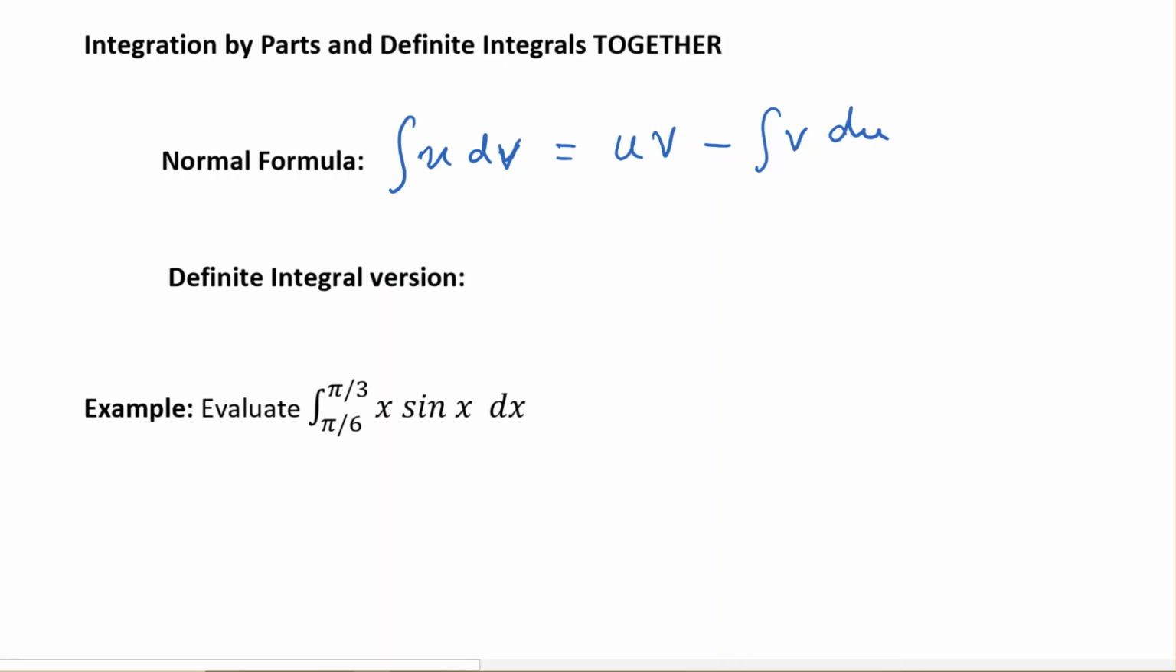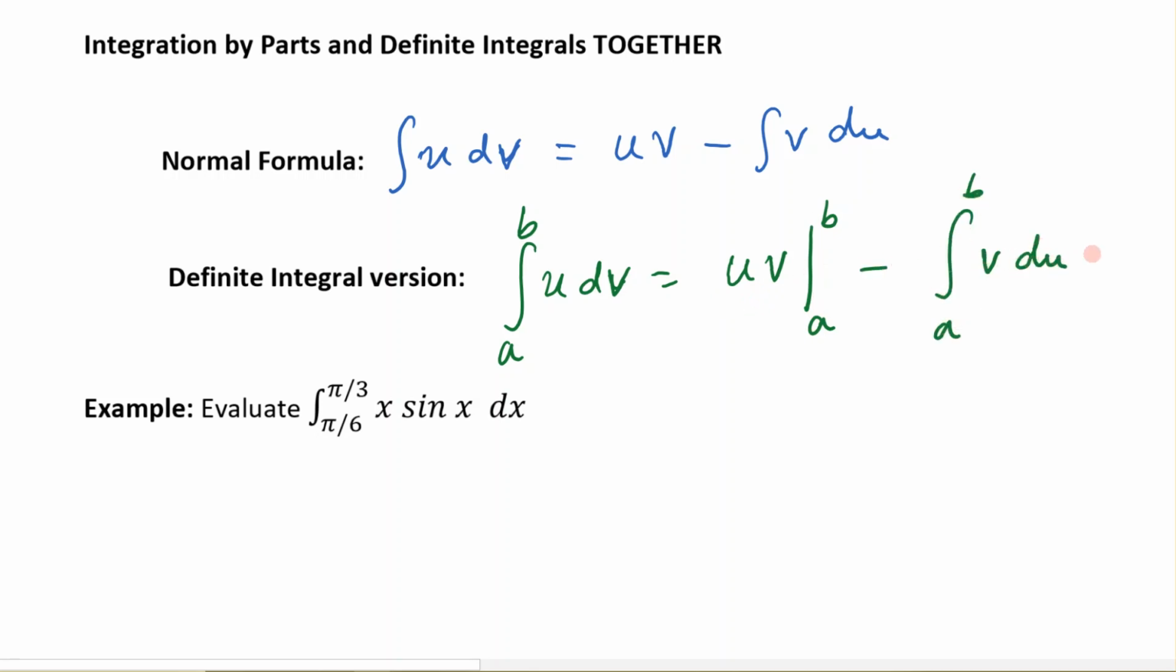And if we have the definite integral version, with limits a to b, integral from a to b of u dv is equal to... In this case, we evaluate everything in the same way and then we use our limits in the end. So u times v, evaluated from a to b, minus integral from a to b of v du. Let's do an example and use this method.